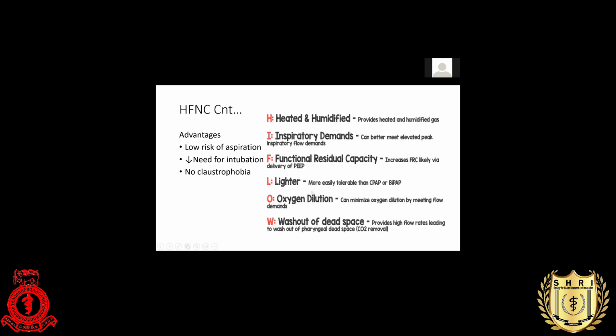And the main advantage is it will inhibit the oxygen dilution, which can occur in other devices, like other low flow oxygen devices, because it's supplying continuous high flow. It is also helpful in washing out the dead space of the patient.